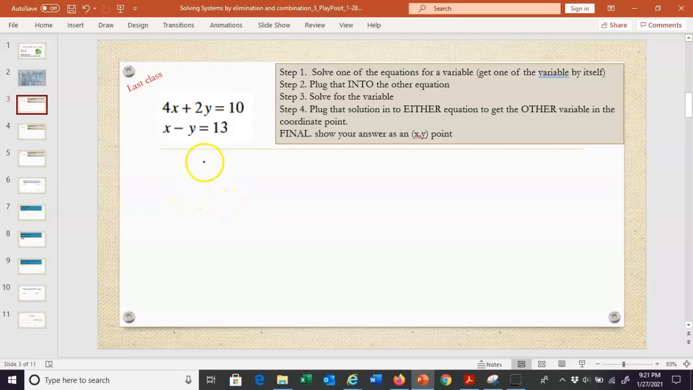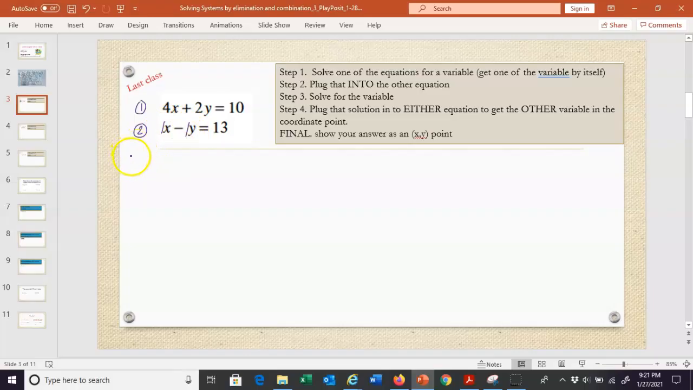So step one, solve one of the equations for a variable. We can label these equation 1 and equation 2. It's totally up to you. You can choose equation 1 to solve for x or y, or you can choose equation 2. It's my opinion that we should try to choose the easier one, the one that has less going on. And I feel like equation 2 is that because the only coefficients in front of these variables are 1. So there's just less going on here.